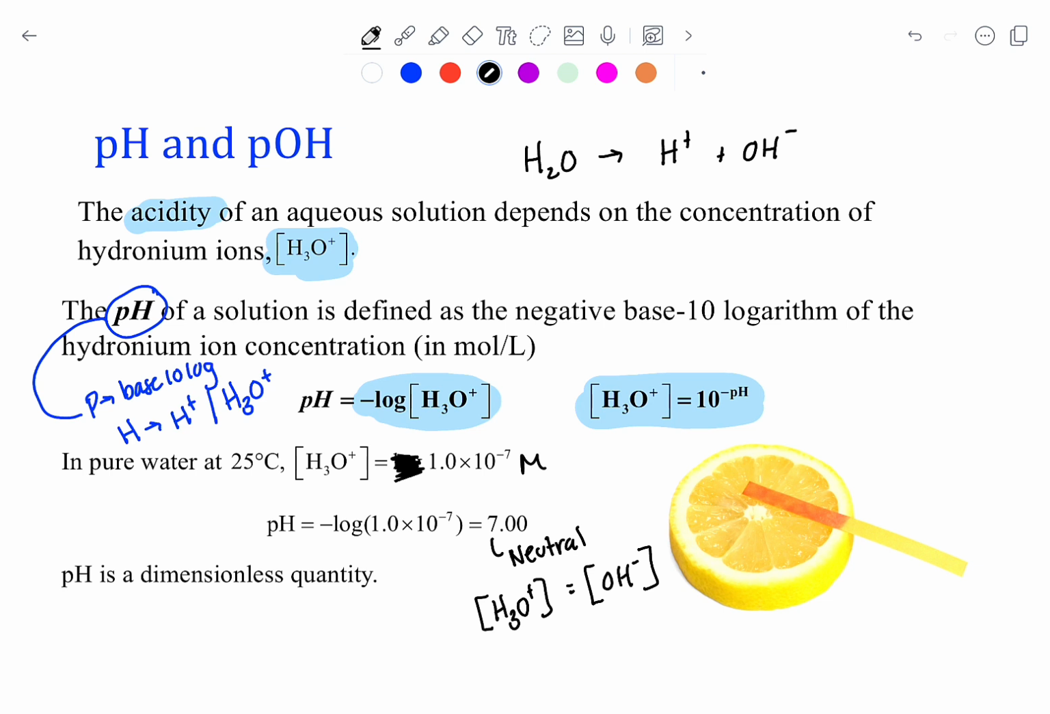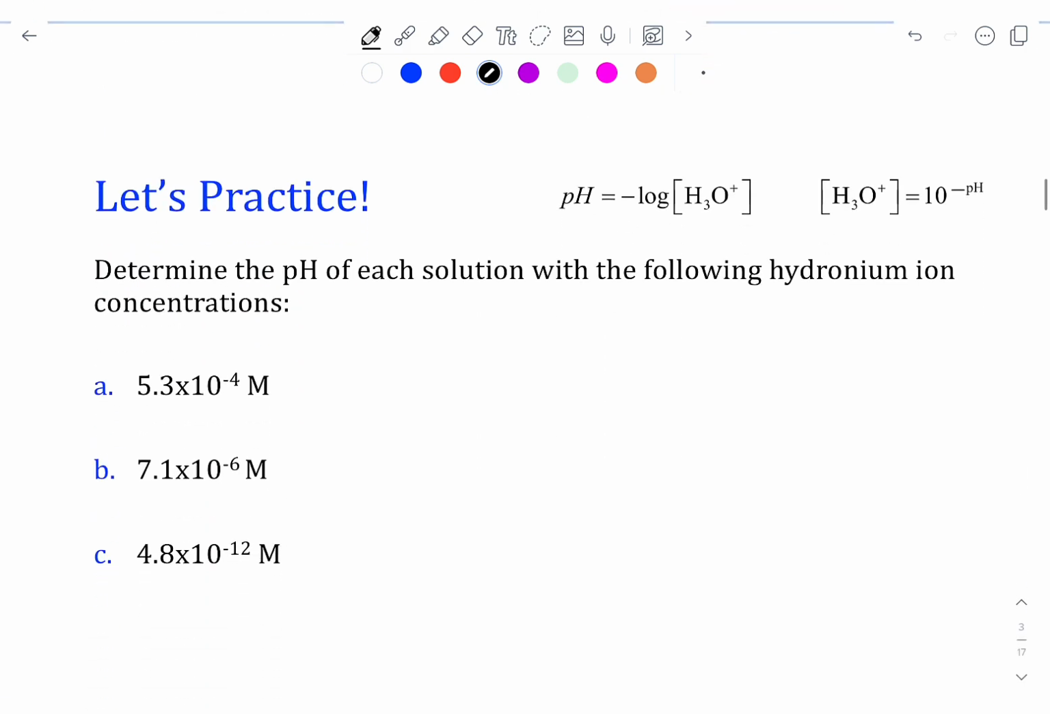Now when we're discussing pH, and we're going to move on to pOH as well, this is always going to be a dimensionless quantity, so it has no units. There are no units in pH. It's just a number, and that's it. So let's practice using these two equations.